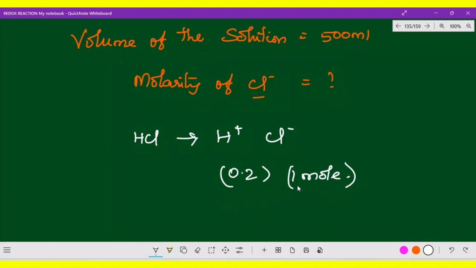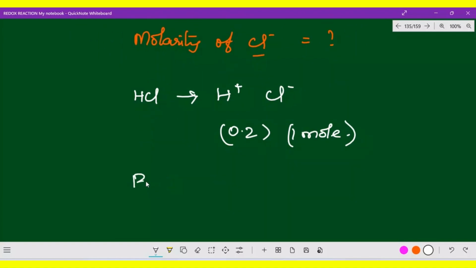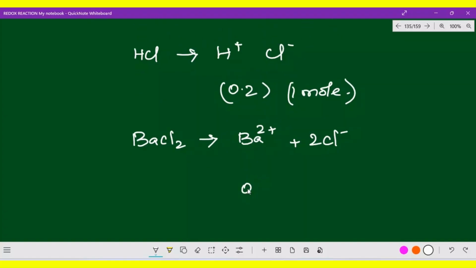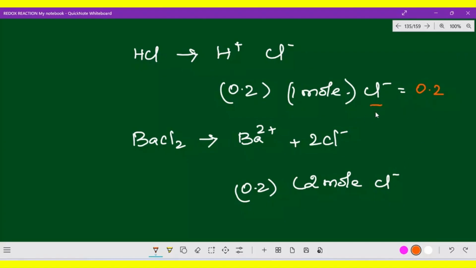Okay. Now the next one, BaCl2. When we separate it, it gives Ba2 plus and 2 Cl minus ions. I hope you got that idea. Now here also BaCl2, how many mole? It is 0.2 mole only. And Cl minus ion, how many? Here 2 mole of Cl minus ion. So here you will get 0.2 mole of chloride ion from HCl, and the same way here you will get 2 into 0.2, so that means 0.4 mole of Cl minus ion.